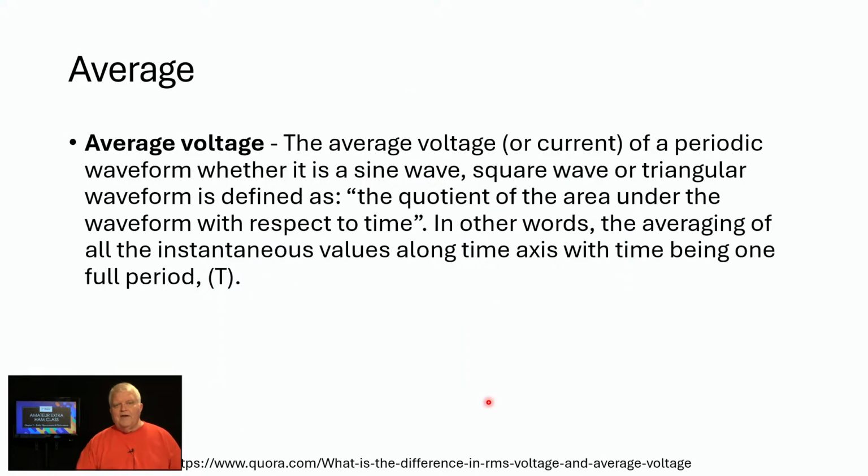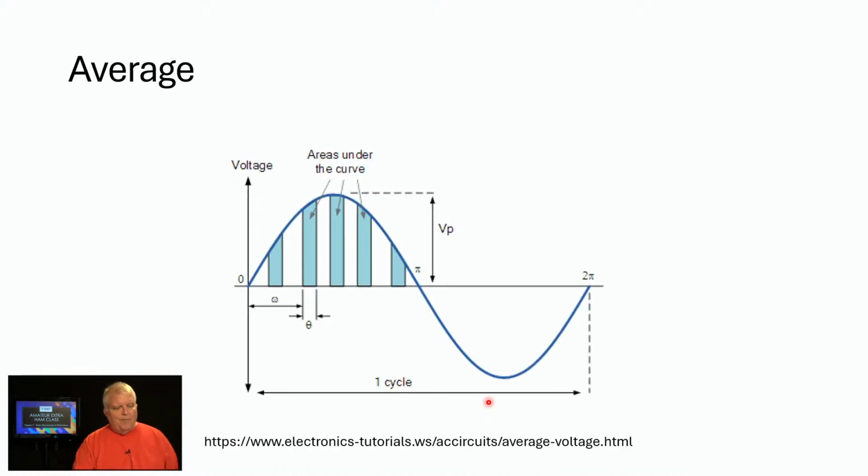To complete our definitions, although it's not on the test, the average voltage is 0.636 times the peak, and it represents the area underneath the curve.